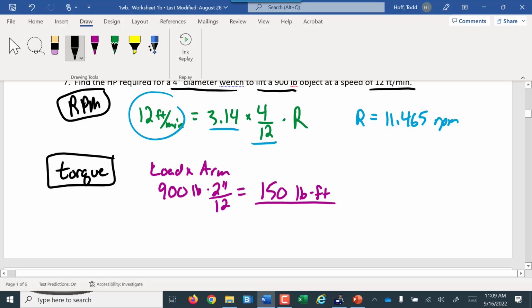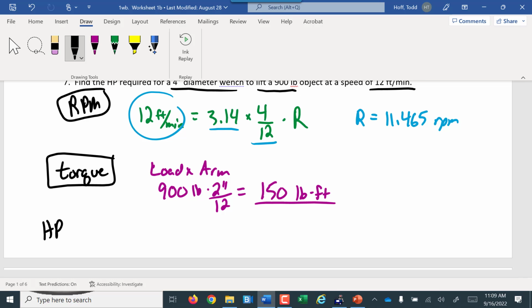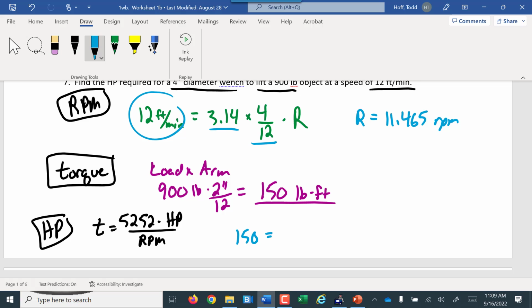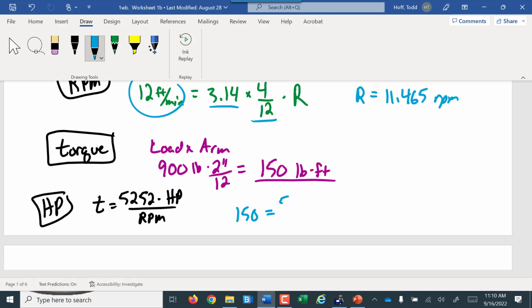Next, then we use that torque in the torque formula to find horsepower. So remember, the torque formula is the torque is equal to 5252 times the horsepower over the RPM. So we have the 150 pound-feet of torque equals 5252 times our horsepower is what we're trying to find over that RPM of 11.465.